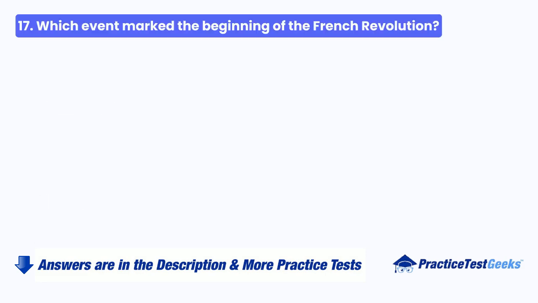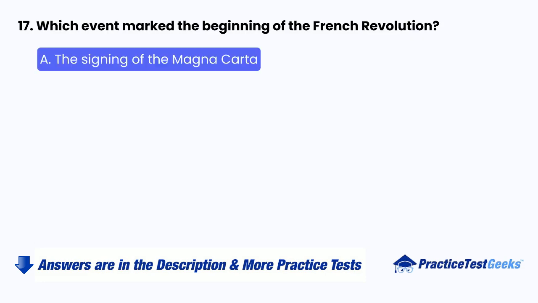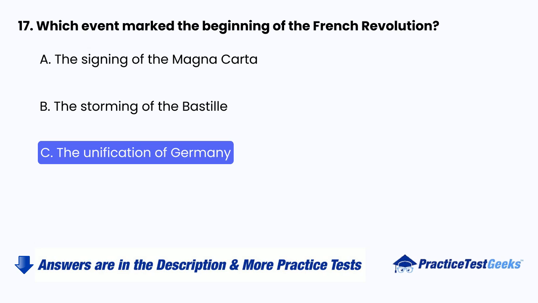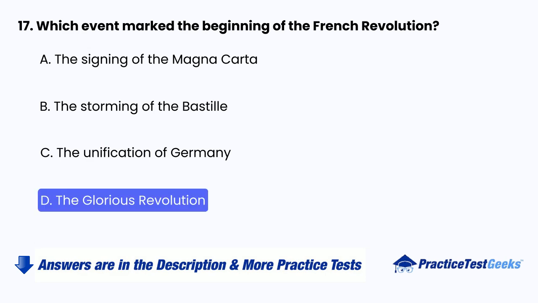17. Which event marked the beginning of the French Revolution? A. The signing of the Magna Carta. B. The storming of the Bastille. C. The unification of Germany. D. The Glorious Revolution.